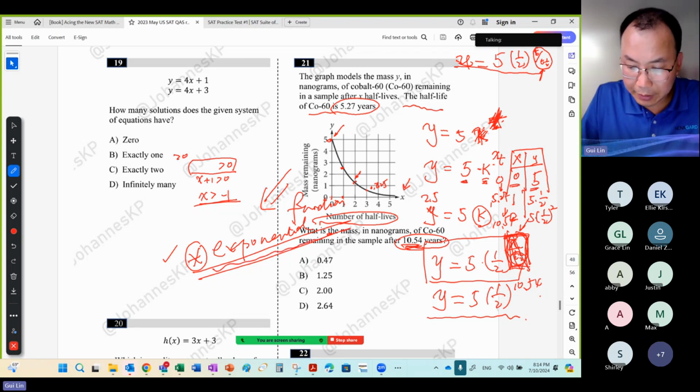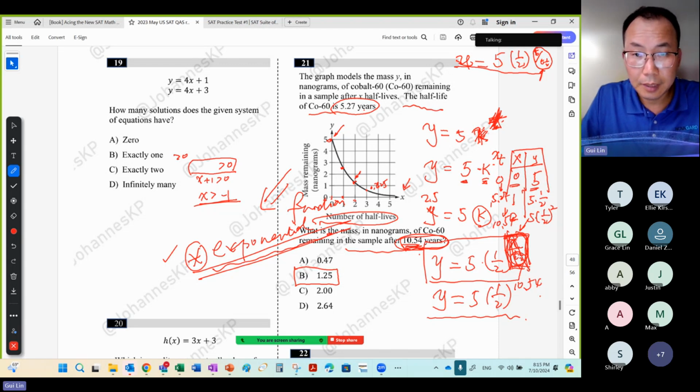So again, back to this question: what's the mass of the cobalt-60 remaining in the sample after these years? Actually, the number of half-lives is 2, so the result will be 1.25. I know I didn't give a full explanation on this one. Does anyone still have a question about this?